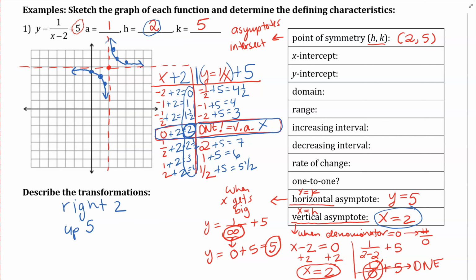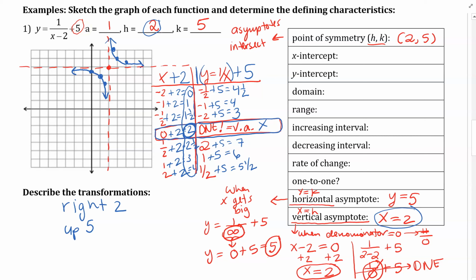Welcome back to part 2 of the Unit 3 Skill 1 video notes, where we will go back and revisit examples 1 and 2 to fill out these charts that contain the defining characteristics for the equations that we graphed in the previous video. So I'm back here at example 1, and this was the original equation, 1 divided by x minus 2 plus 5.